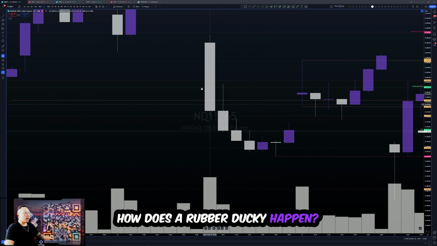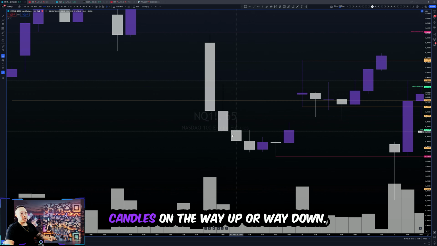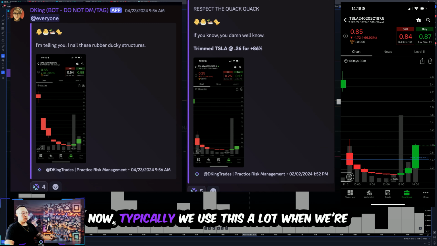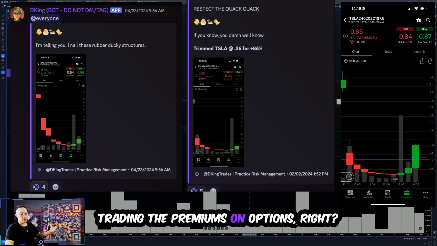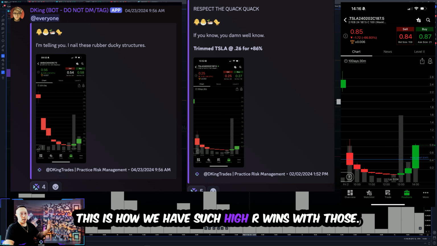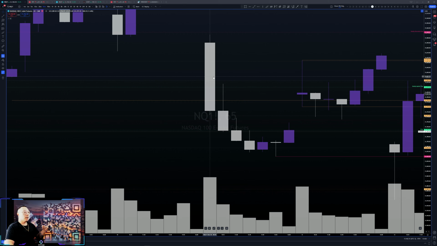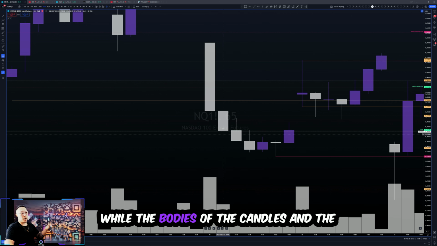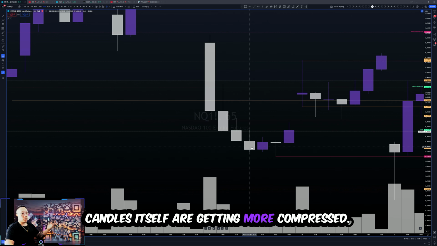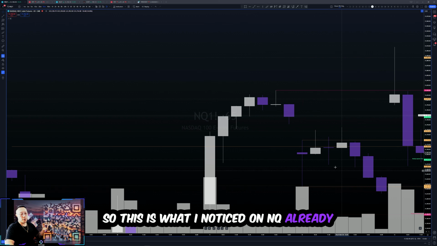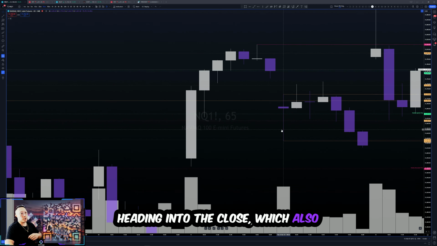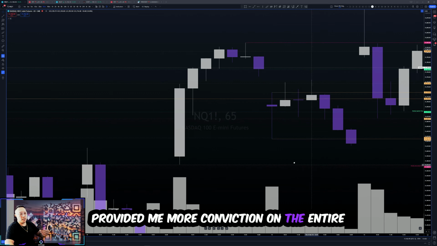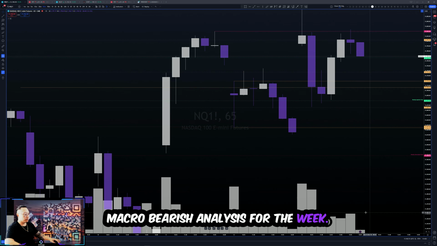How does a rubber ducky happen? You start seeing the compression of the candles on the way up or way down. Okay? Now, typically, we use this a lot when we're trading the premiums on options, right? This is how we have such high RR wins with those. Normally, you would see the increase in volume while the bodies of the candles and the candles themselves are getting more compressed. So this is what I noticed on NQ already heading into the close, which also provided me more conviction on the entire macro bearish analysis for the week.